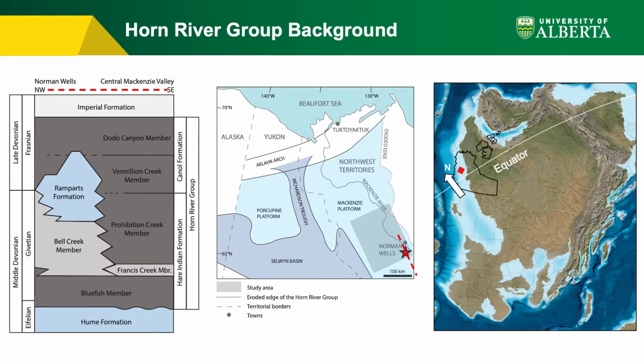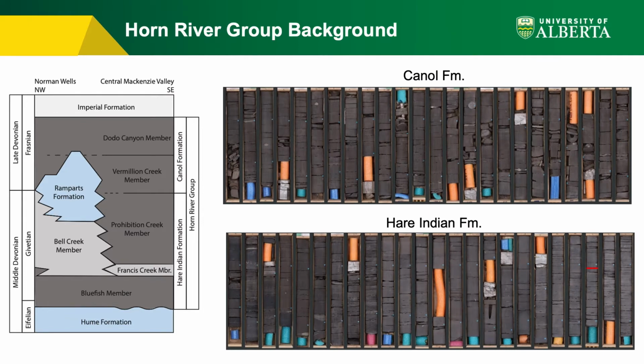The Horn River group represents middle to late Devonian deposition along the passive margin of northwestern Canada, shown in the middle diagram as the light blue Mackenzie platform. The red stars on the paleogeographic diagrams represent our study area. The Horn River group is split into 3 formations: the basal Hare Indian, an argillaceous organic-rich mudstone, a sometimes present carbonate platform and reef, the Ramparts Formation, and the upper Canol Formation, an organic-rich siliceous mudstone. The Ramparts Reef hosts the Norman Wells conventional oil field, of which the Canol Formation is the source rock. However, today we're just going to be looking at the 2 mudstone intervals of the Horn River group, so the Hare Indian Formation and the Canol Formation.